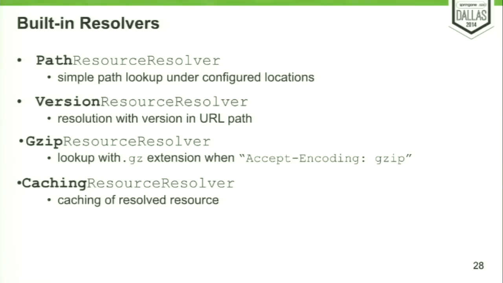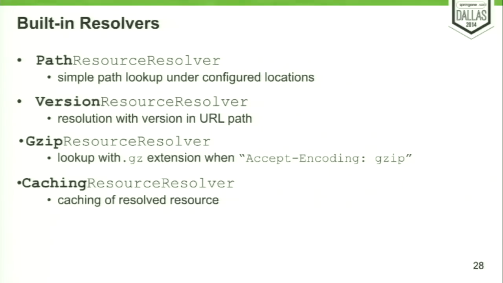Effectively, that does what the resource HTTP request handler has been doing for some time. It takes the path of the URL and tries to find a file relative to the configured locations. So if it's /foo.css, it basically says, all right, where are the files on the /static? Fine. Let me see if I have something under there called foo.css. Just a simple lookup.